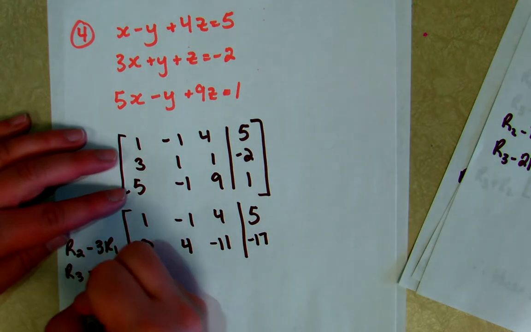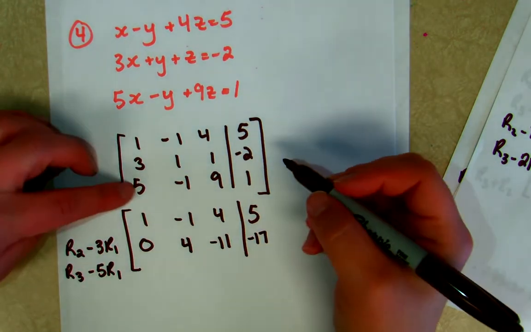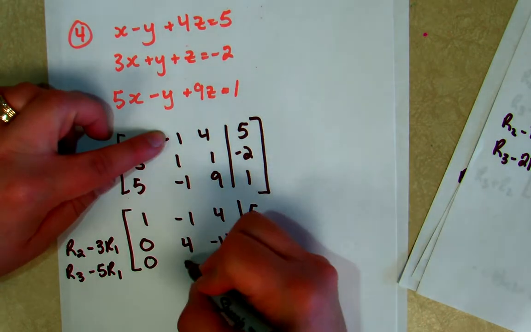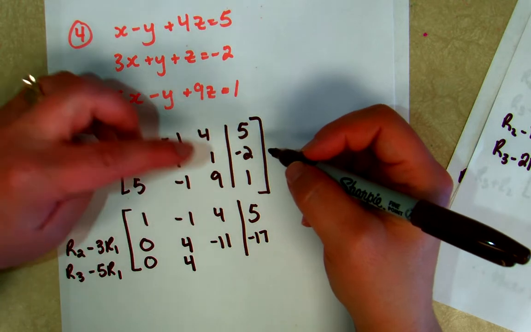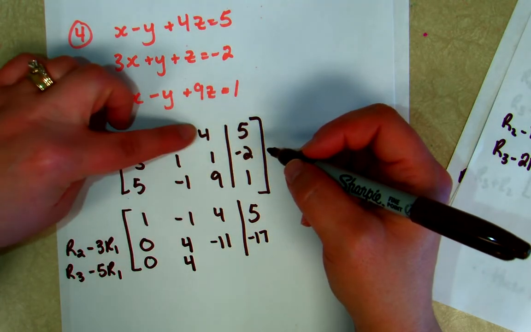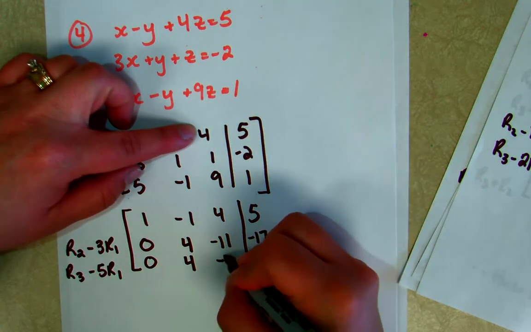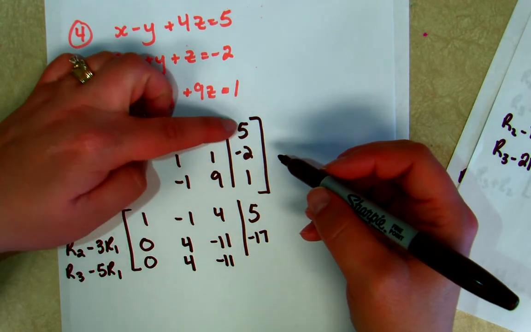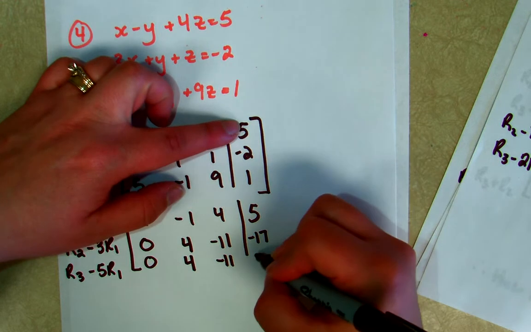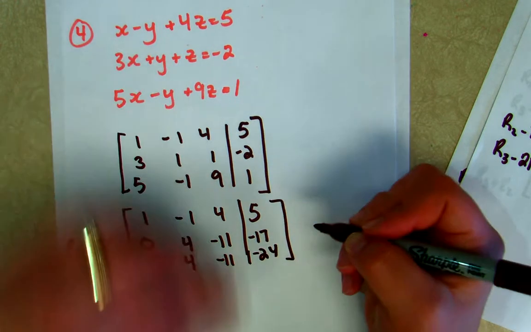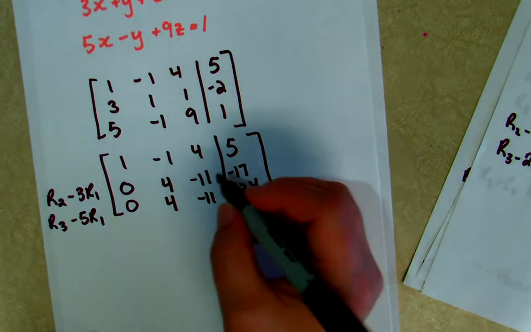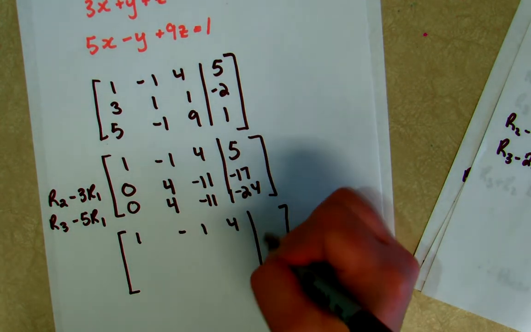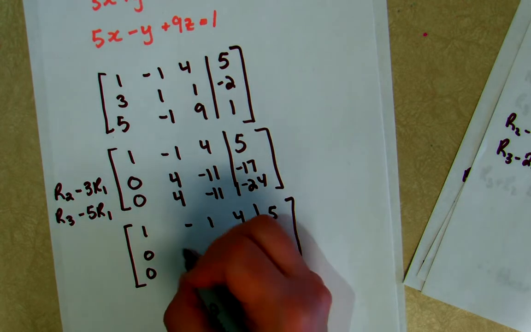And now I'm going to do row 3, subtract 5 row 1s. So 5 subtract 5 is 0. Negative 1 subtract negative 5 is 4. 9 subtract 20 is negative 11, and 1 subtract 25 is negative 24. Hoping I did all the numbers right. Again, feel free to write them out on the side. So now my last zero is going to be easy to get because row 2 and row 3 line up very nicely now.